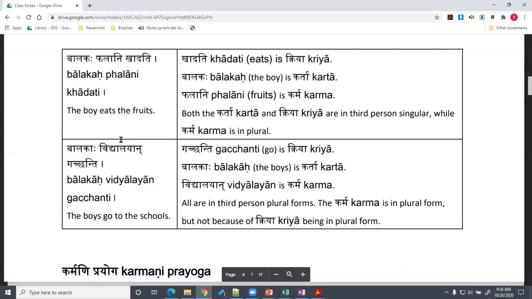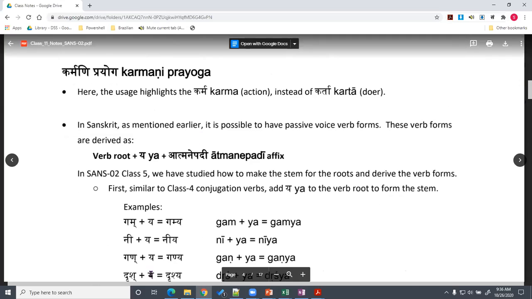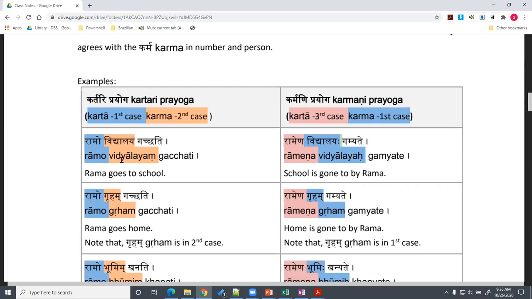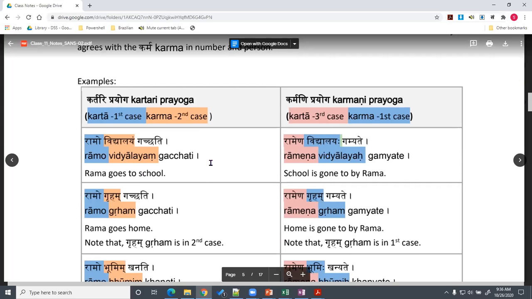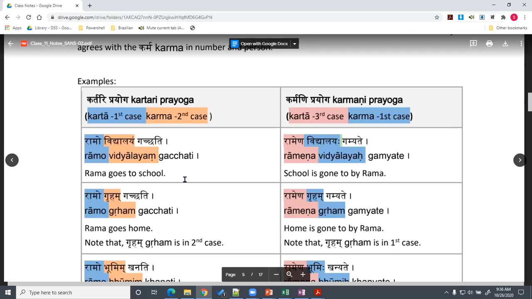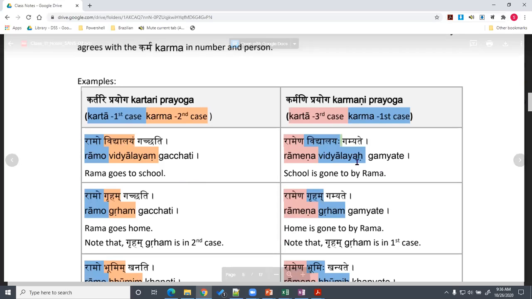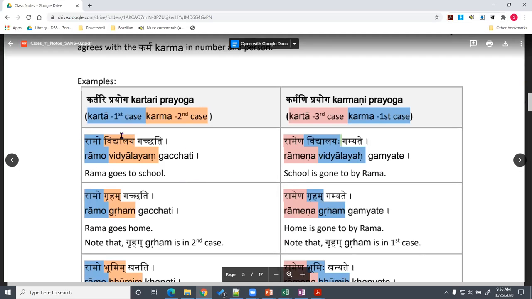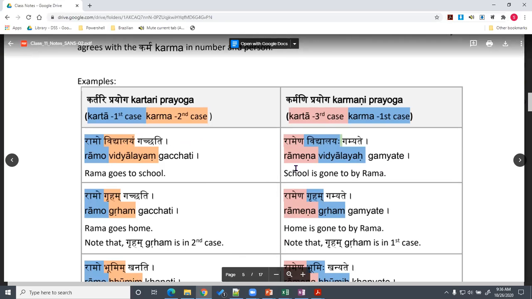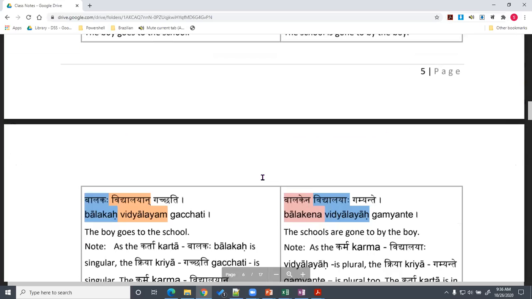Let me show the actual usage here. Ramaha Vidyalayam Gachati. Ramena Vidyalayah Gamyate. So this is the Kartari and Karmani Prayoga, first case and third case.